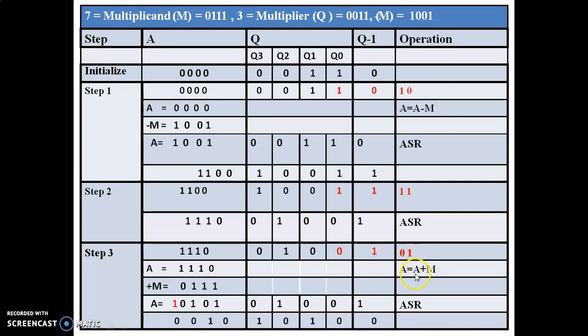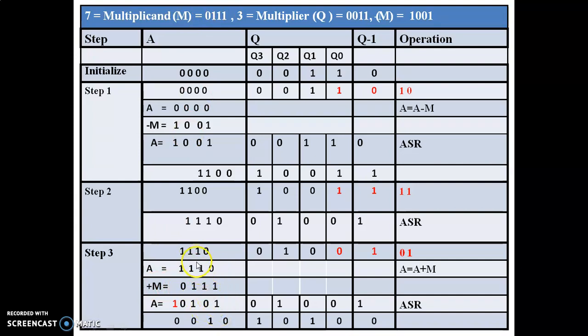So what is A now? The value of A is 1 1 1 0. At the starting of step 3, it is 1 1 1 0. So we will write 1 1 1 0. What is the value of plus M? Plus M is your 0 1 1 1. Write it as it is. Add it. After adding, what will you get?